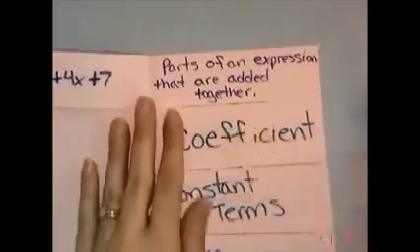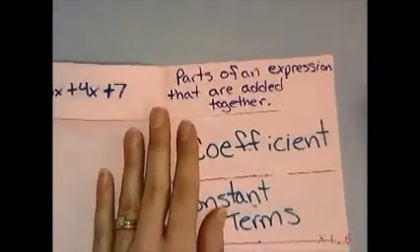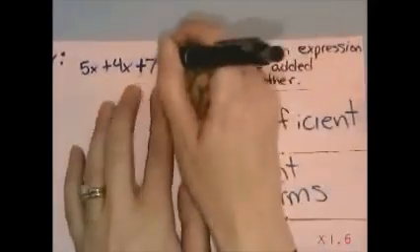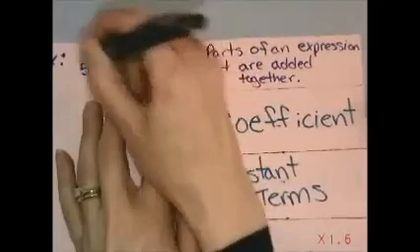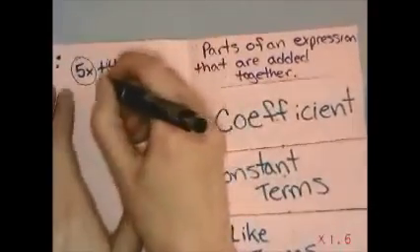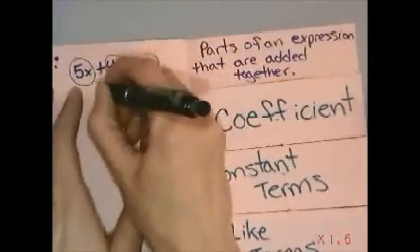A term is a part of an expression, the parts that are added together. And so the terms here would be 7, 4x, and 5x, because those are all being added. So these would all be considered terms.